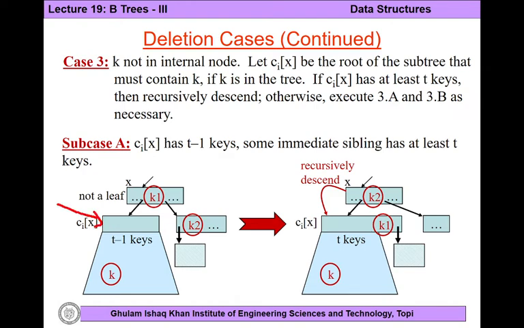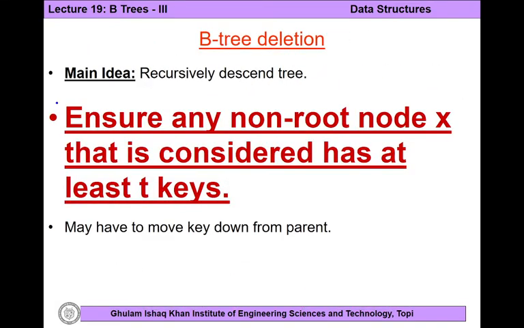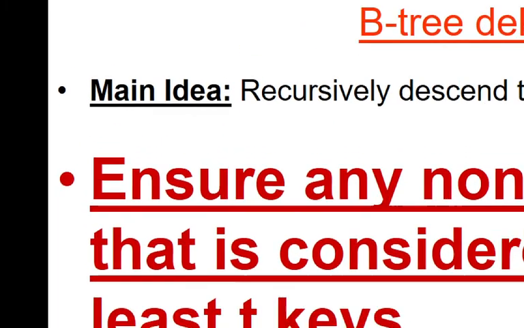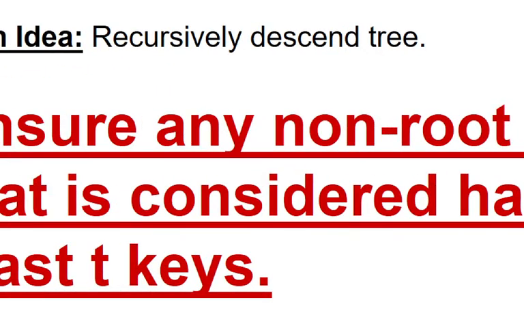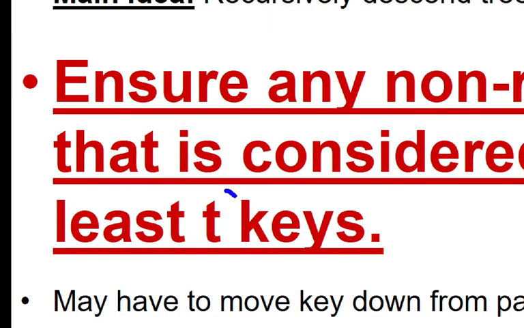The key which we are searching for is guaranteed to be somewhere here in this subtree, right? So we need to go down this tree, but the problem here is that this node does not have at least t keys. It has t minus 1 keys. Now if you see this condition, we have to ensure that every non-root node that is considered has at least t keys, right?